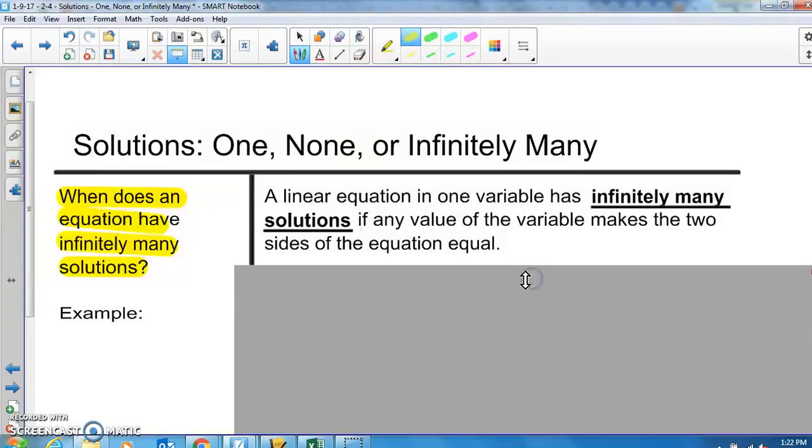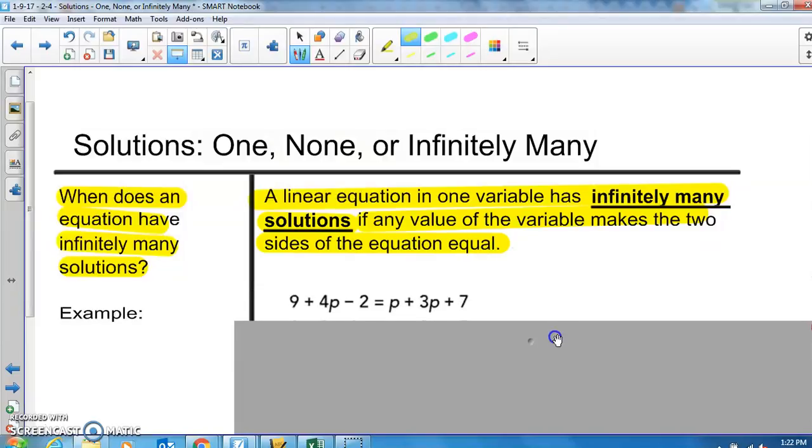So infinitely many solutions means we have a linear equation with one variable that has infinitely many solutions. Infinitely many means it's never ending. So our number of solutions is never ending. It means any value of the variable makes the two sides of the equation equal. All right, so let's look at this equation. If you'll copy this down. So we have 9 plus 4p minus 2 equals p plus 3p plus 7.